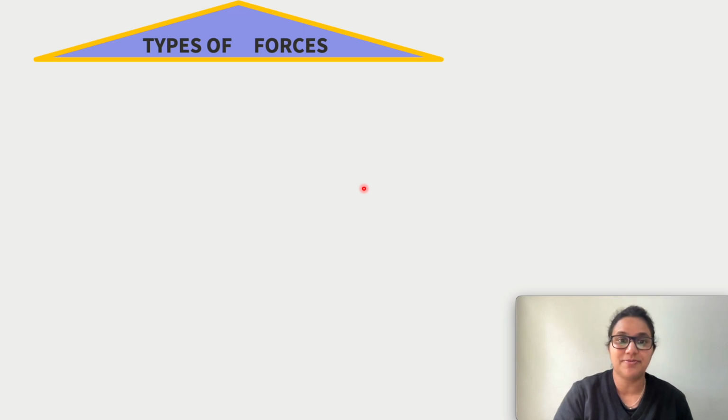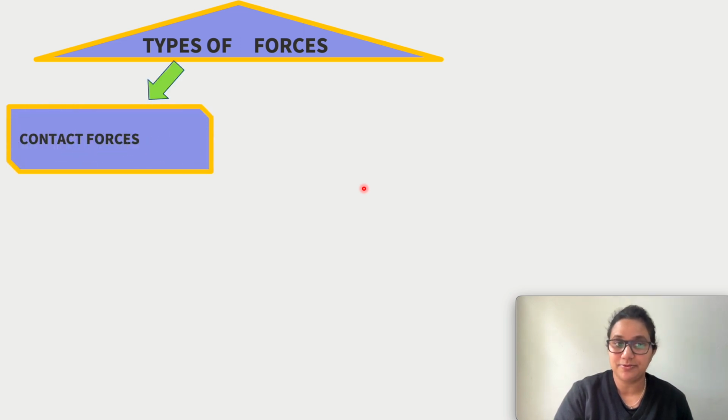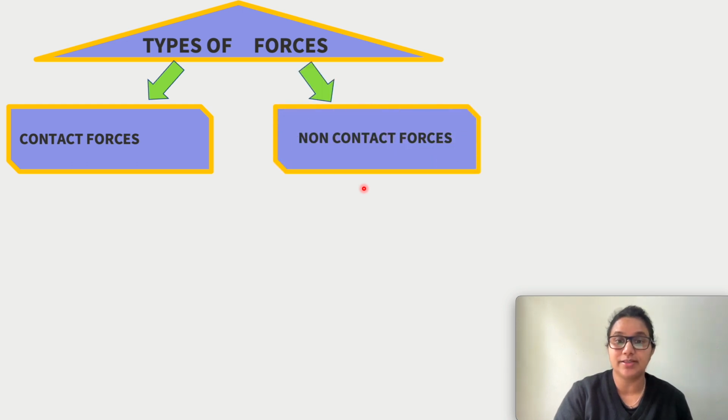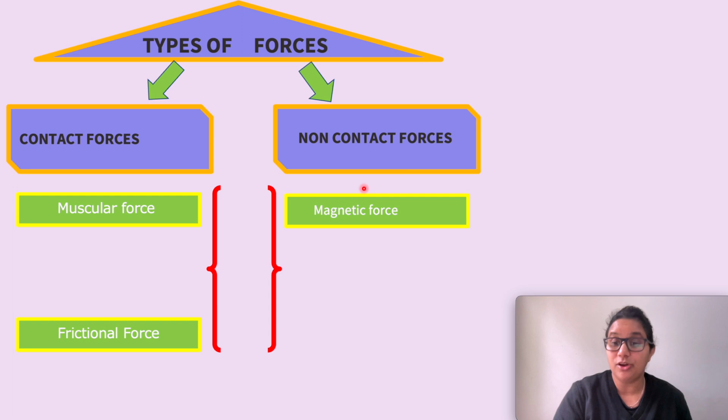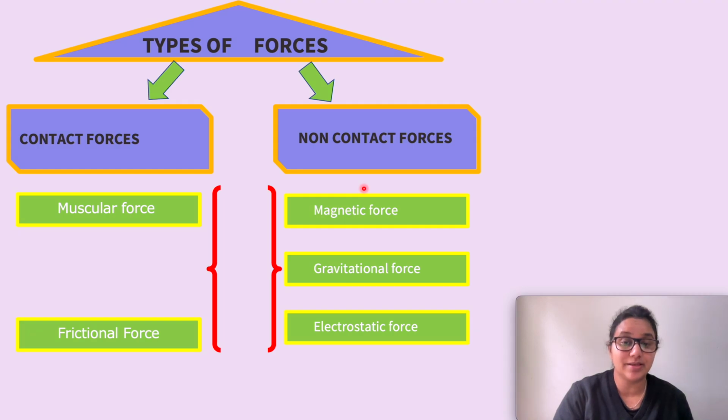So what are the types of forces? There are two types of forces in nature: contact forces and non-contact forces. Contact forces are muscular force and frictional force. Non-contact forces are the magnetic force, gravitational force, and electrostatic force.